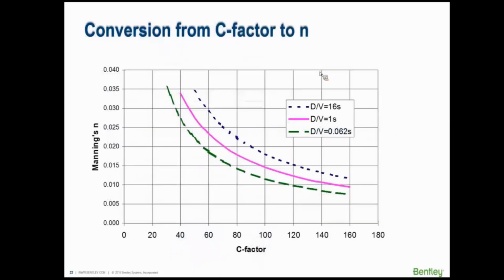And you can convert back and forth between C-factors and Manning's n. But the conversion depends on the size of the pipe and the velocity, because the exponents in those equations are not the same. So there's not just a single conversion factor from one to the other.